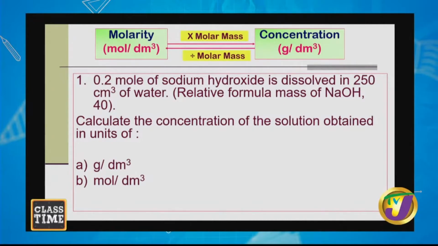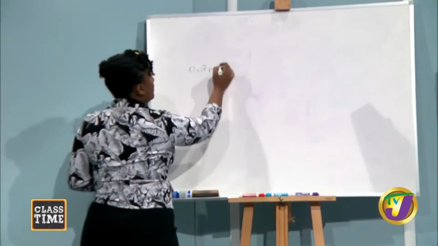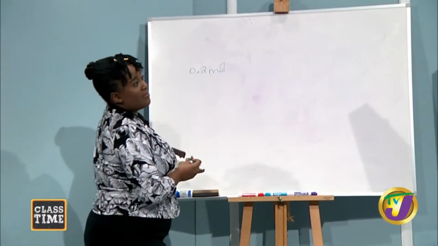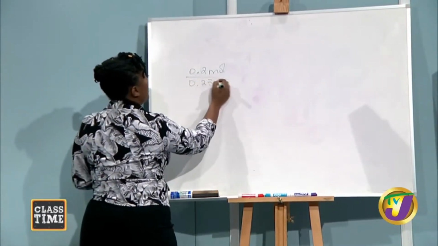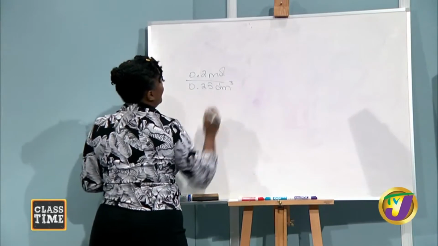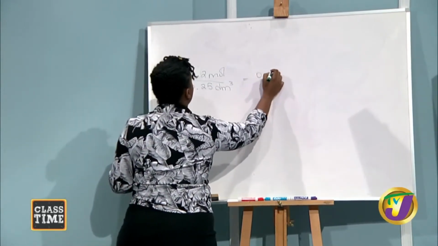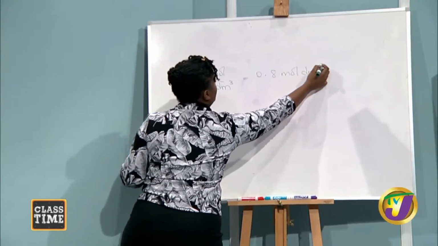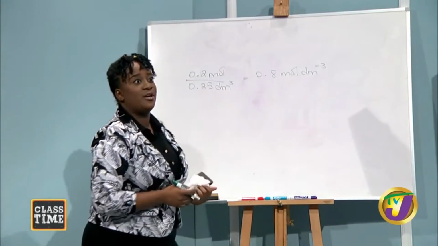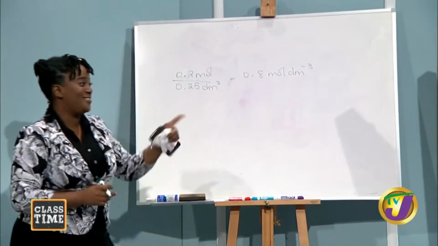So 0.2 mole divided by 0.25 dm cube. My answer will be 0.8 mole per dm cube. So we did that just now, so that's B.